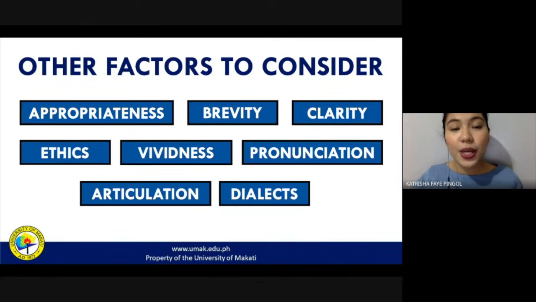Dialects also need to be considered in using verbal communication. Remember, dialects are differences in language. So language is different from dialects in such a way that dialects could be variations of just one language. Basically, it's still the same. It holds the same meaning. The words are the same. However, there could be differences, for example, in structure or certain words that are being used. But still, they are simply variations of a bigger family of language.